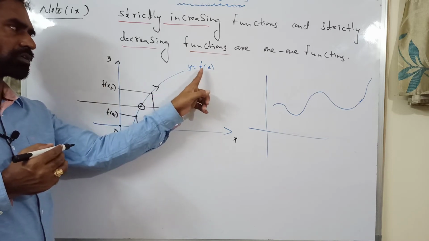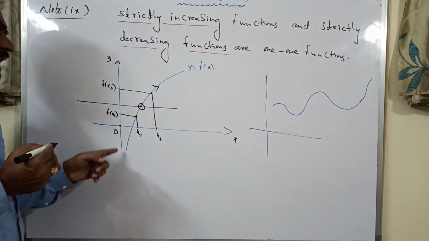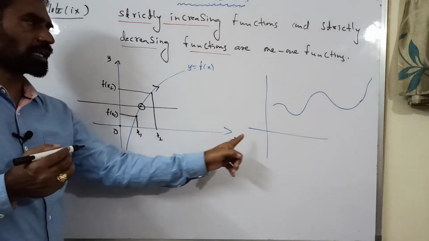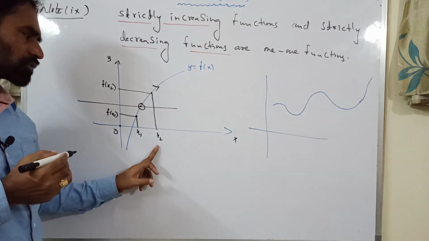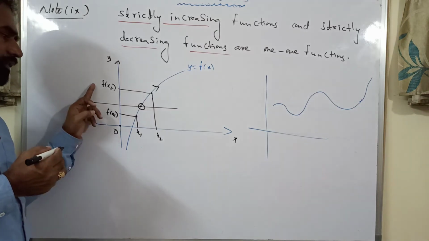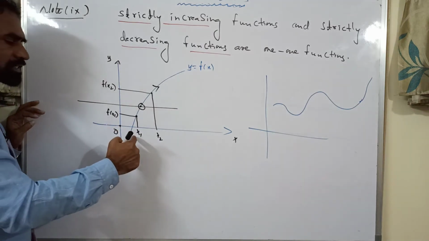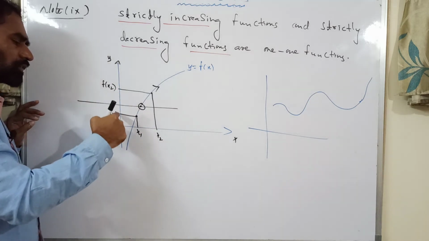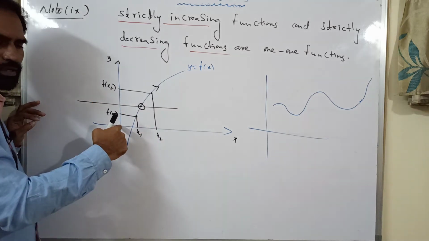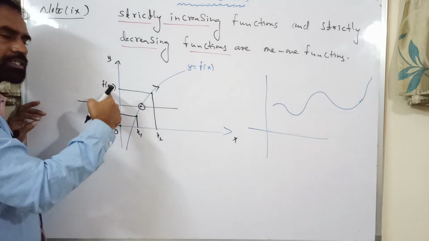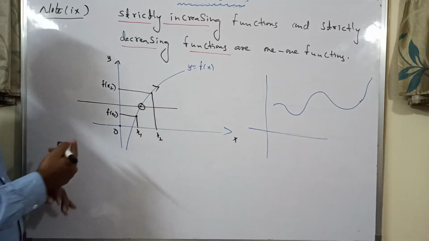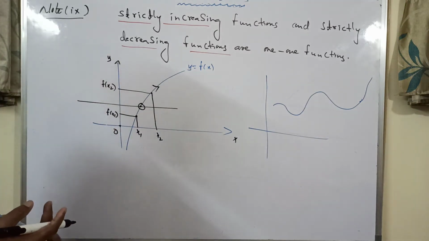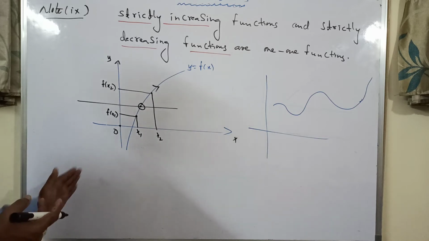Substitute x equal to x1, you will get the y coordinate. Y coordinates are along the y-axis, x coordinates along the x-axis. x equal to x1, x2. y equal to f of x1, f of x2. So elements are different, x1, x2 at different positions. Images are also at different positions. Elements are different, images are different. Therefore f is a 1-1 function if it is strictly increasing.